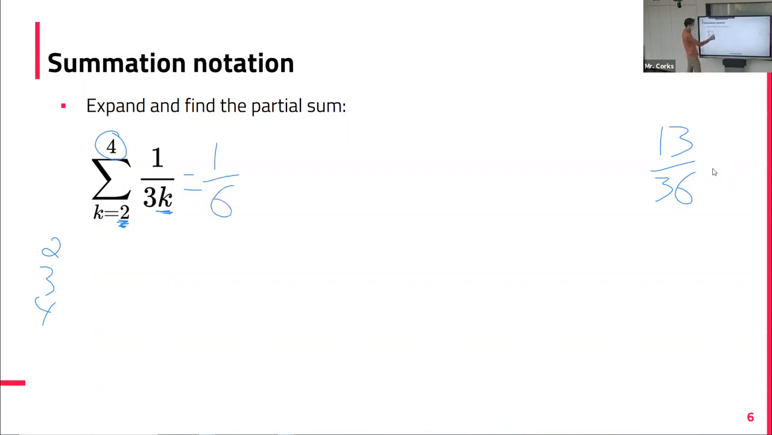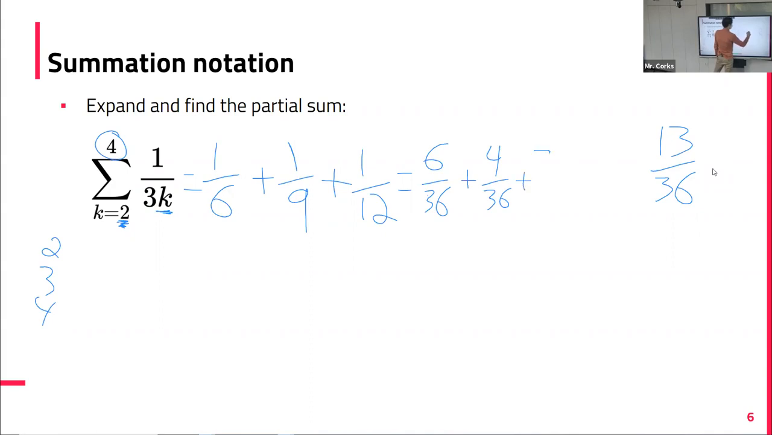1/6. So 1/3 times k when k is equal to 2. 1/3 times 2, 1/6. What's the next term? 1/9. And our last one, 1/12. That's it. Just those 3 terms. Adding fractions, convert these. Lowest common multiple is 36. So 6/36 plus 4/36 plus 3/36 is that. So we just added this manually. We just figured out each term and just added them together.